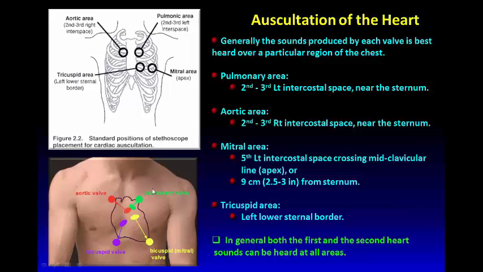Here again in this figure we have the standard positions of stethoscope placement for cardiac auscultation. This is the aortic area, this is the pulmonary area, this is the mitral area, and this is the tricuspid area. These are the anatomical positions of the valves. So these anatomical positions of the valves are different from the standard positions of stethoscope placement for cardiac auscultation.